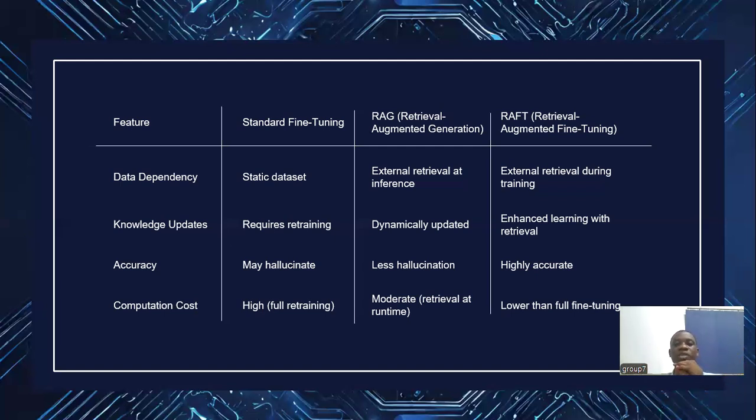Then accuracy: the normal fine-tuned model may give you inaccurate results. The RAG will have less accurate results, but then the RAFT will have more accurate results. Then you will find that all these other models will have a high or moderate cost during computation, but for RAFT, it will have a lower computation cost.